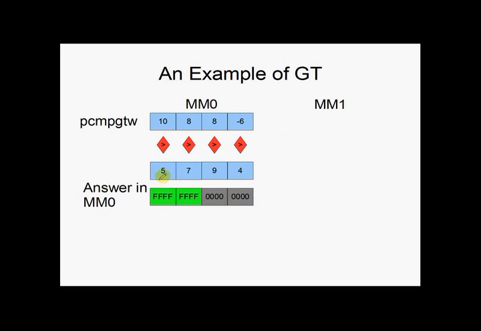And here we go. Is 10 greater than 5? Once again, the answer is yes, so it gets -1 as well. So in this example here, the greater than example that we just used, we get -1 in the top 2 words of MM0, and the bottom 2 words will be set to 0.